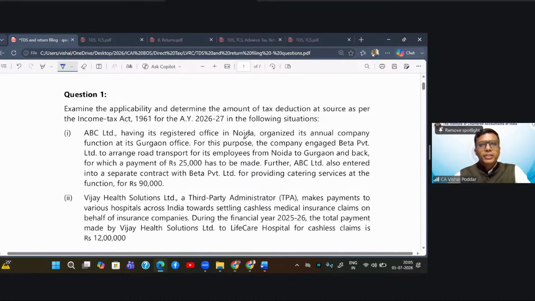ABC, having its registered office in Noida, organizes an annual function in Gurgaon. For this purpose, the company engaged Beta Limited to arrange road transport of its employees from Noida to Gurgaon and back, for which a payment of 25,000 has to be made. Further, ABC also entered into a separate contract with Beta for providing catering service, which is rupees 90,000. So, which section, students?